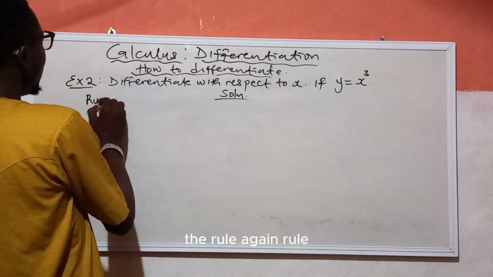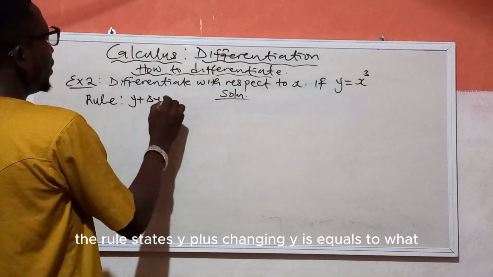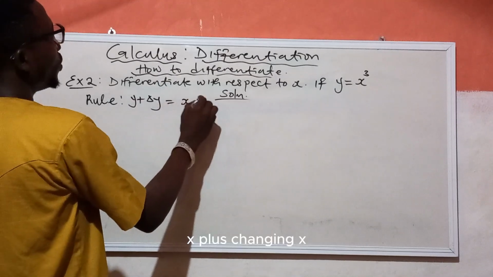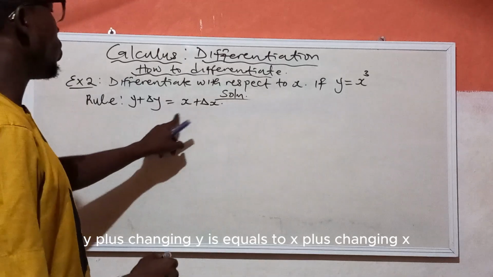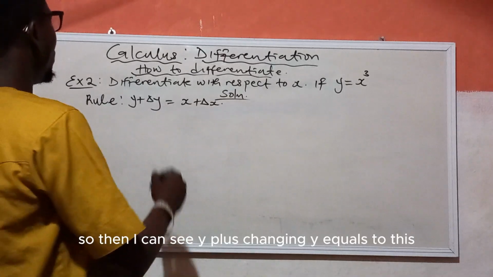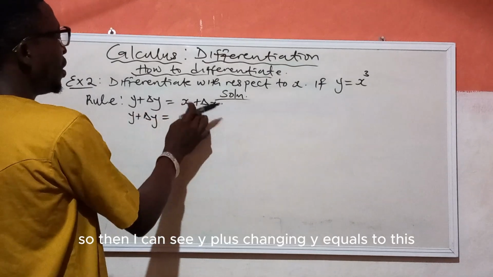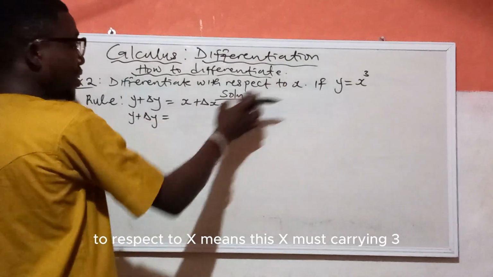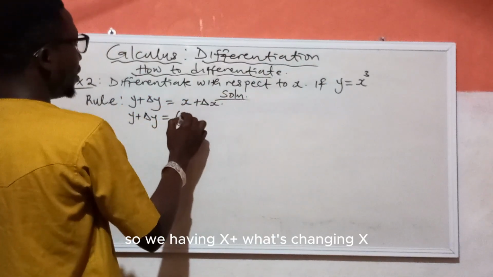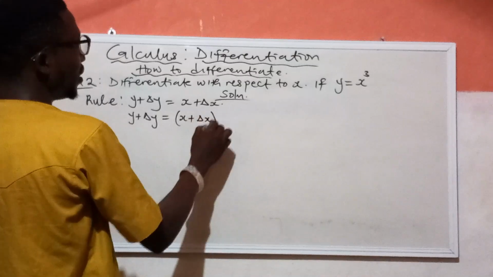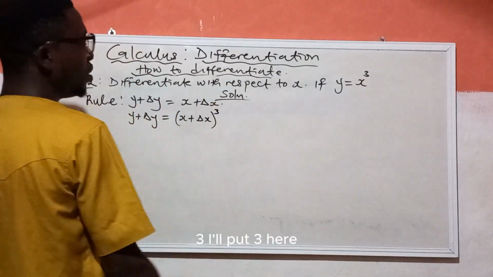The rule again. The rule states y plus change in y is equal to what? Y plus change in y is equal to x plus change in x. So I can say y plus change in y equals this. With respect to x means this x must carry 3. So I'll have x plus change in x. Since it's with respect to x and the x is carrying 3, I'll put 3 here.